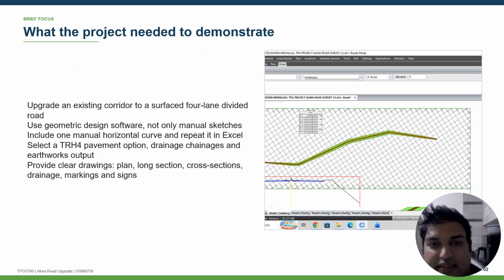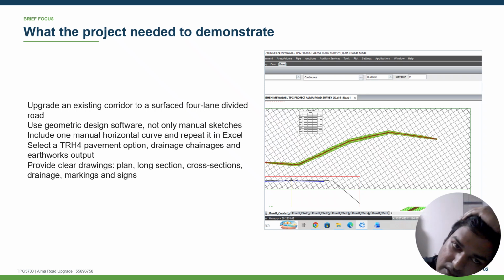The first point is the project. The assignment required a complete road design report and a set of software generated drawings. The road had to be an actual road, and the final alignment had to be between 4 and 5 kilometers long. The brief also required the use of geometric design software, not only manual sketches.